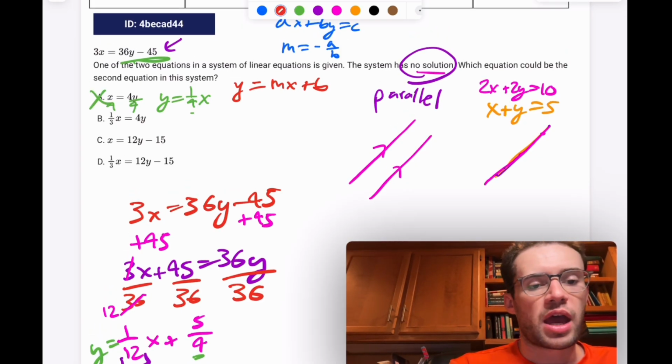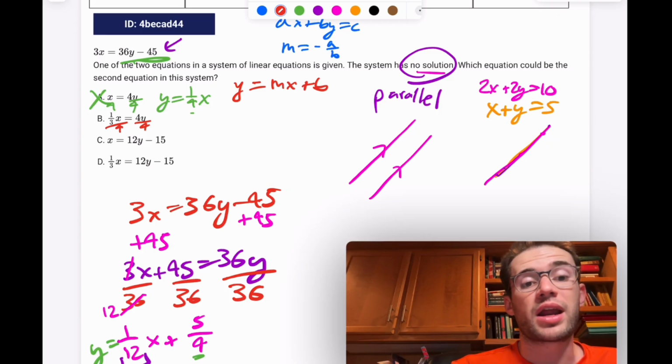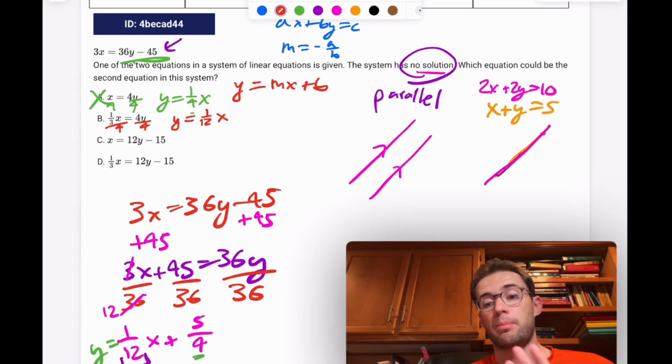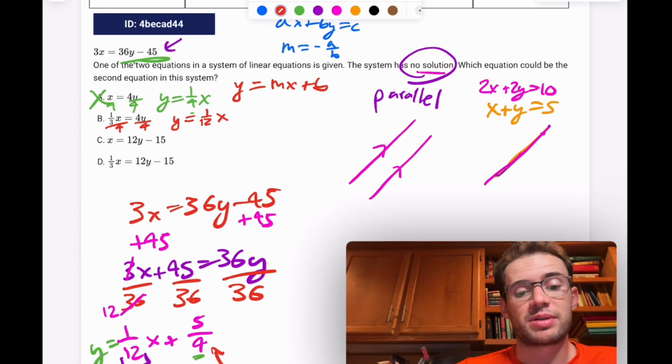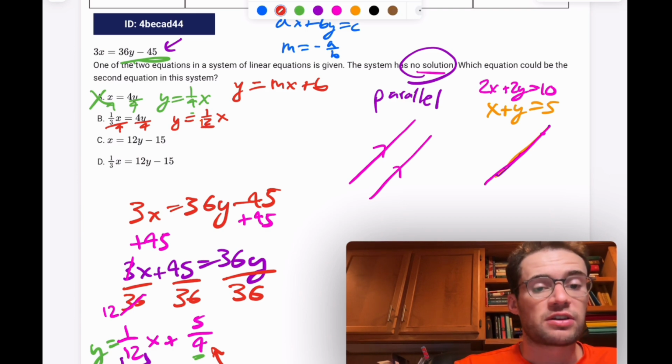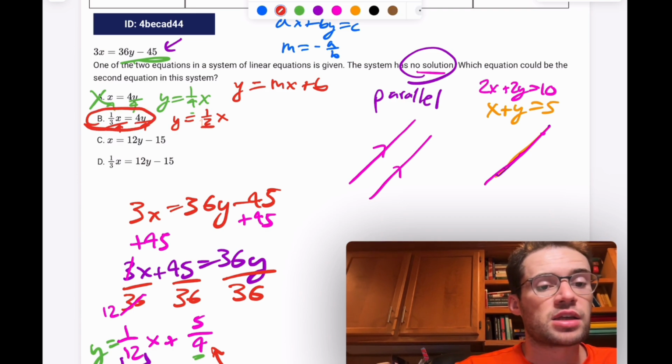The next one, we have 1/3 x equals 4y. So same thing, to get the y alone, we have to divide both sides by 4, the coefficient in front of the y. And 1/3 divided by 4 is 1/12. So this is y equals 1/12 x. And because there's no plus b here, that means that your b value, your y-intercept, is 0. And the only thing we know about the y-intercept is that it's not equal to 5/4. 0 is not the same as 5/4. So this line will be a parallel line. They have the same slope, different y-intercepts. B is the correct answer.